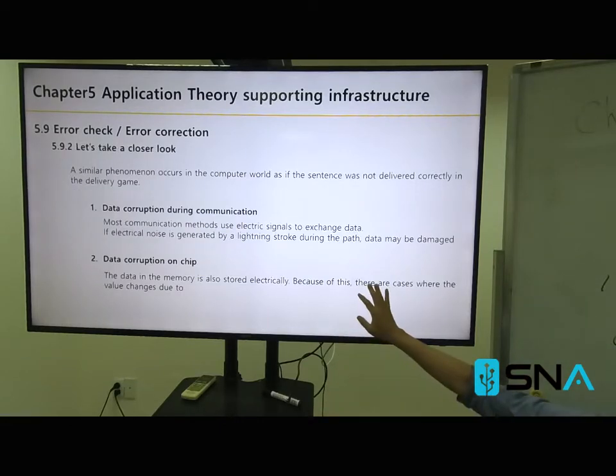So let's take a closer look. A similar phenomenon occurs in the computer world, as if the sentence was not delivered correctly in the delivery game. It's the same: data corruption during communication. Most communication methods use electronic signals to exchange data. Electrical noise is generated by a lightning stroke during the pass, and data may be damaged. Second, data corruption on the chip. The data in the memory is also stored electronically. Because of this, there are cases where the value changes.